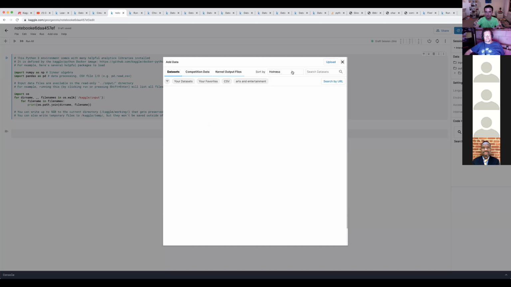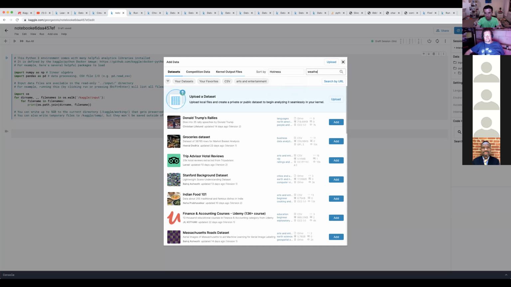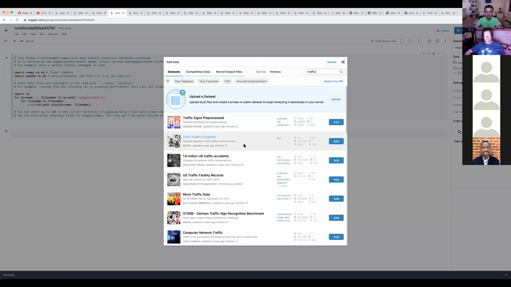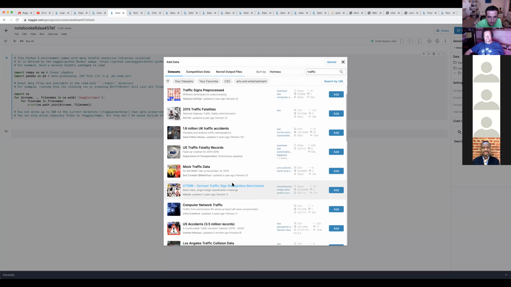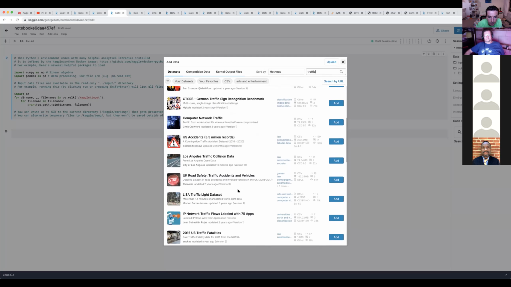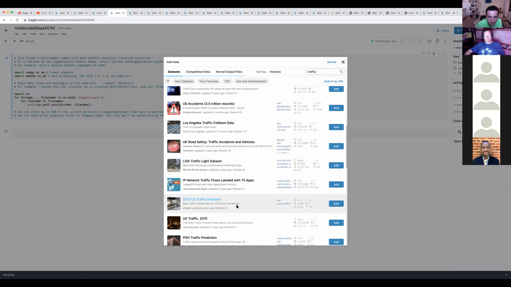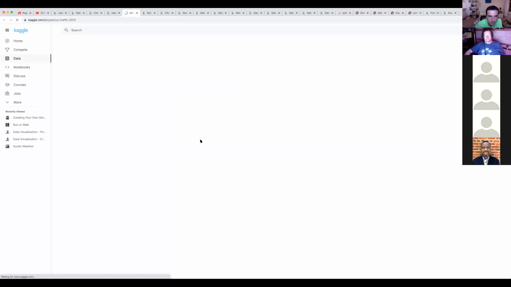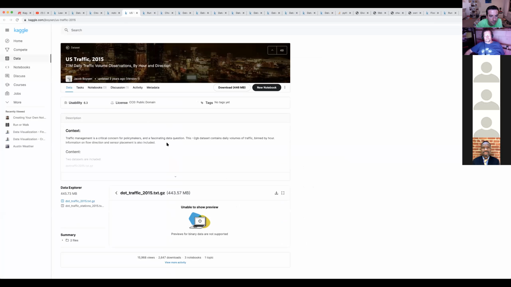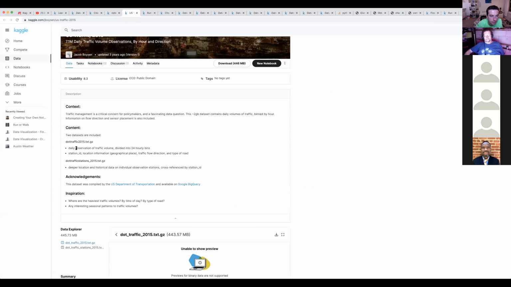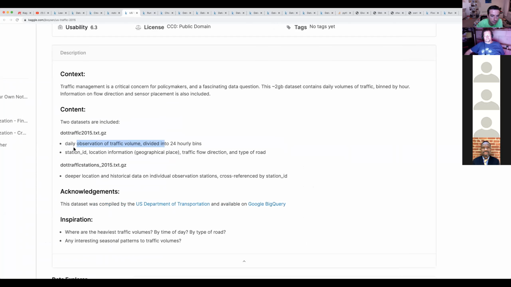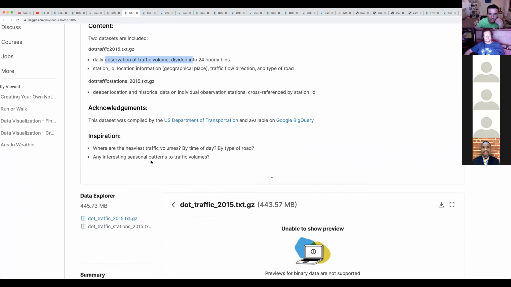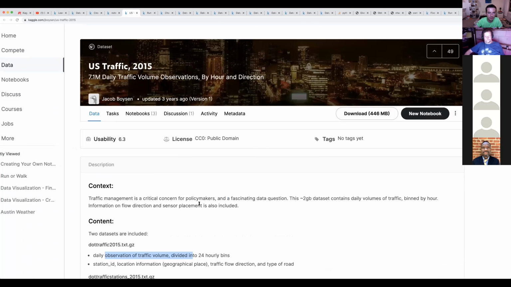If you want to add data, let's say weather or something else, or traffic, maybe I'll get some traffic data. Traffic signs, traffic data, computer network traffic, traffic collision. I just wanted to see, maybe this one. Okay, daily observation of traffic volume divided into hourly bins, location. Okay, this is an interesting data set if you want to do some kind of analysis with traffic.